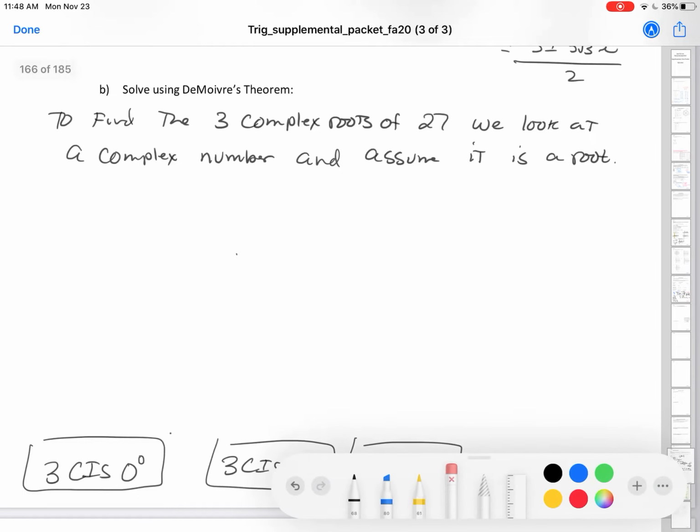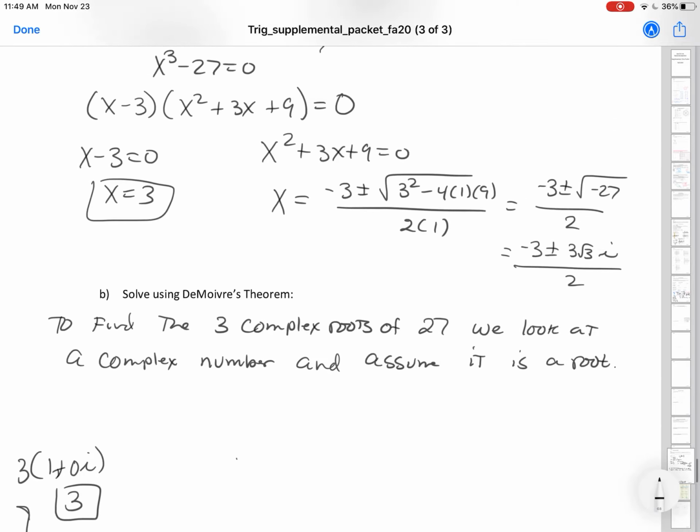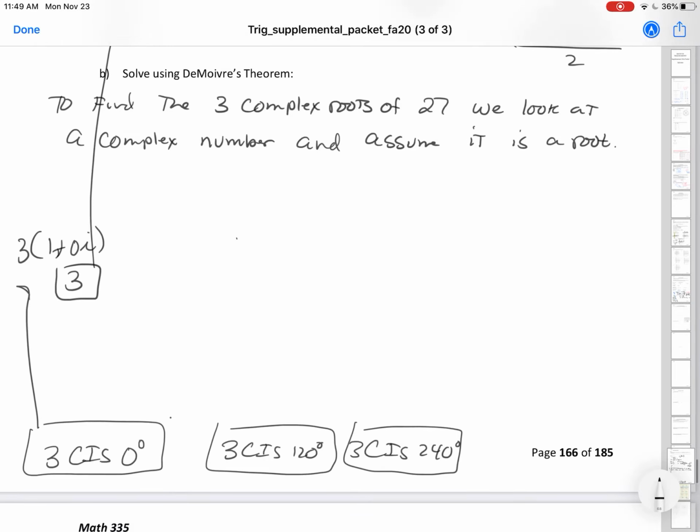So let's take them one at a time. 3 CIS 0. That's 3 times cosine of 0, which is 1, plus i sine of 0, which is 0. So we get 3 out of this. What 3? This same 3 that's right here. Right? What else are we going to get?